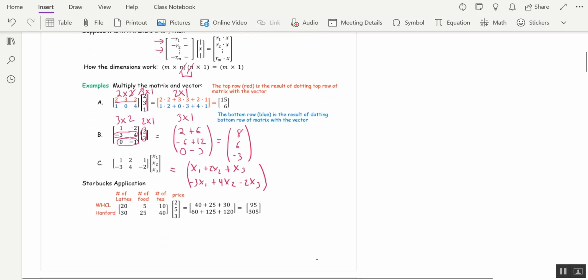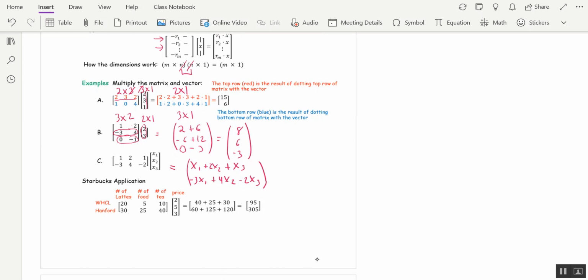Here's just an easy application. This matrix has entries: the number of lattes that West Hills College sells on the first row, number of food items, and then the number of tea items. And the second row is the number of items that Hanford sells. And then we're going to multiply by the price vector 2, 5, 3. So 2 is the price of a latte, 5 is the price of a food item, and 3 is the price of a tea item.